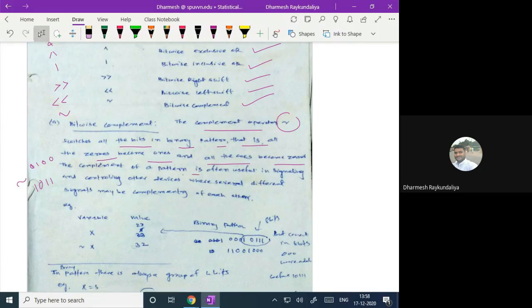The complement of a pattern is often useful in signaling and controlling other devices, where several different signals may be complementary to each other. So especially physics and electronics devices usually use this particular bitwise complement operator.